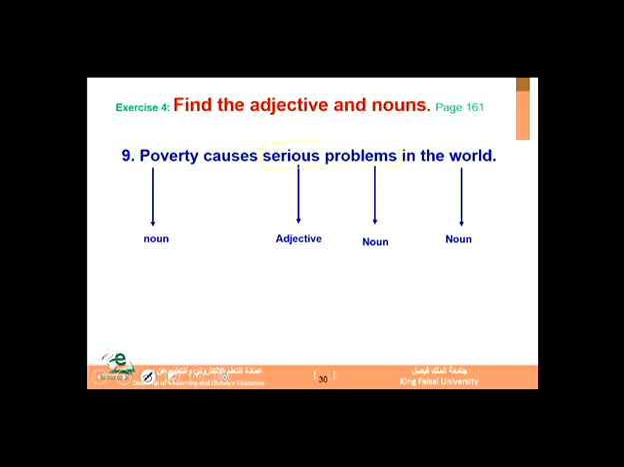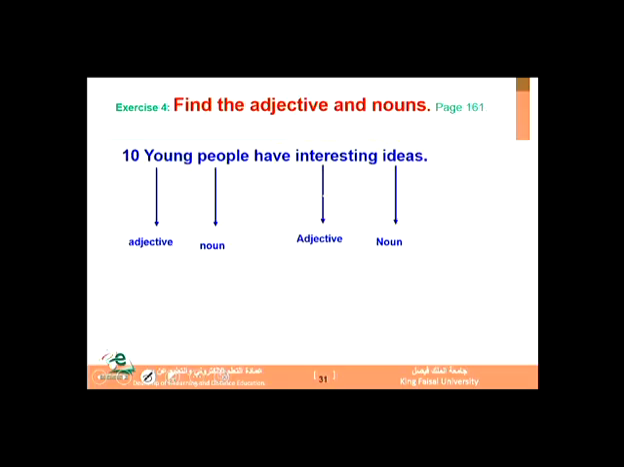Serious problems. What kind of problems? Describe those problems. They are serious problems. So this is the adjective that describes the noun, that modifies the noun. Modifies means to change the meaning, a little bit of change. So when we say poverty causes a problem, but if you tell me serious problem, now we know what kind of problem. They are serious problems. So this is the noun and this is the adjective.